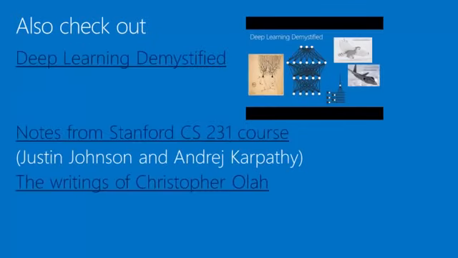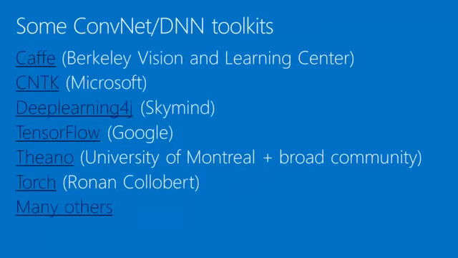If you'd like to continue your study of CNNs, I would recommend looking at the notes from the Stanford Computer Science 231 course from Justin Johnson and Andrej Karpathy. Also, check out the writings of Christopher Olah. He's an exceptionally clear writer. And feel free to check out another presentation that I did, Deep Learning Demystified, which talks about some of the properties of deep neural networks in general for someone who is new to the topic. If you'd like to dig even deeper and play with some of these, there's a variety of toolkits. They each have their strengths and weaknesses. I invite you to dig deep into them and learn all about them.